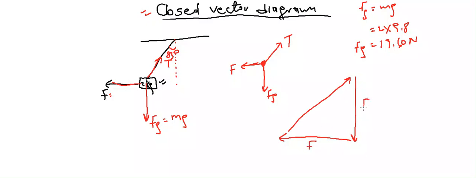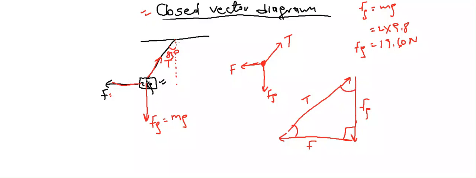So this one is the force F. This one is Fg. This one is the tension. Now for the angles: this line is vertical and this line is horizontal. Therefore, here it is 90 degrees. The vertical force is perpendicular to the horizontal force. Then we have this angle.